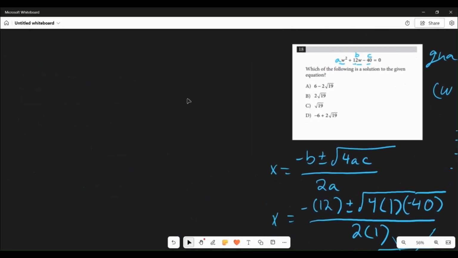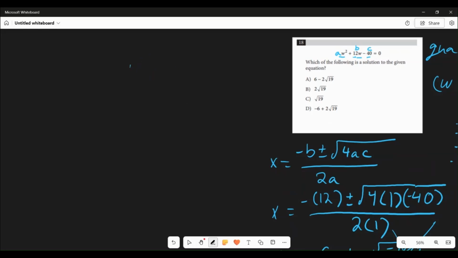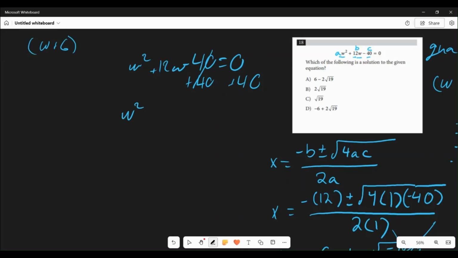So let's try and run it over here. We have w squared plus 12w minus 40 is equal to 0. So what times 2 is equal to 12? 6, right? So maybe we can utilize a w plus 6. Maybe we can try and make that appear in this equation. So how are we going to do that? Well, first we're going to add 40 to both sides, so that cancels out. Then we get w squared plus 12w is equal to 40, right?